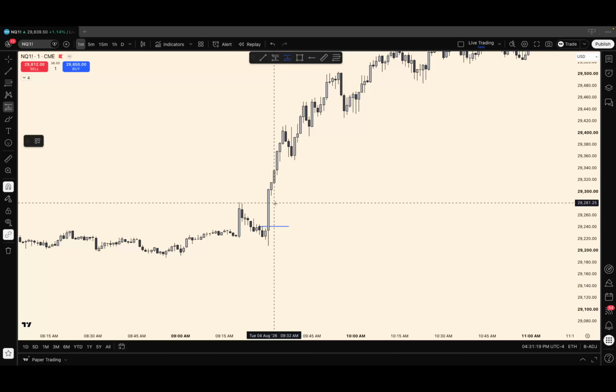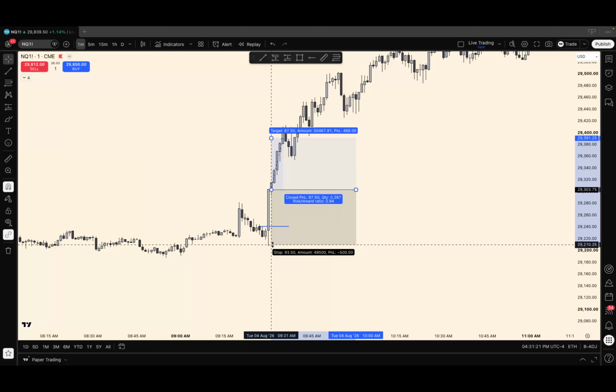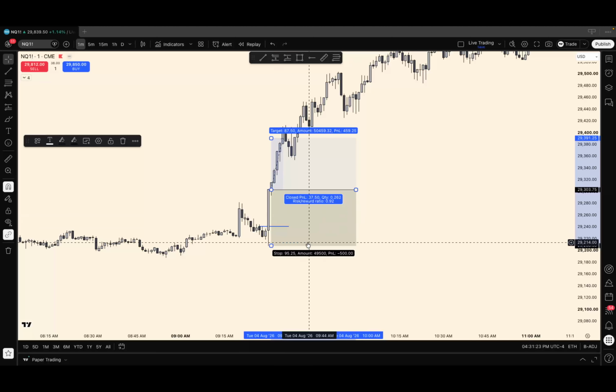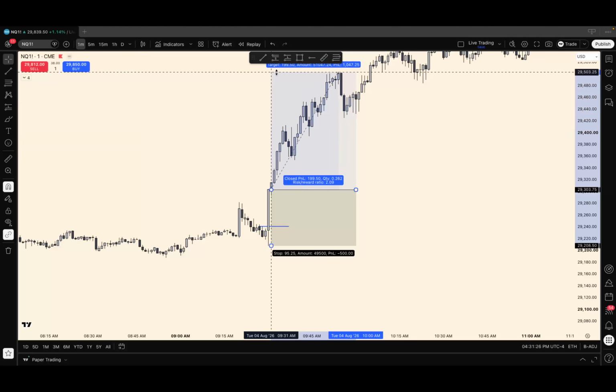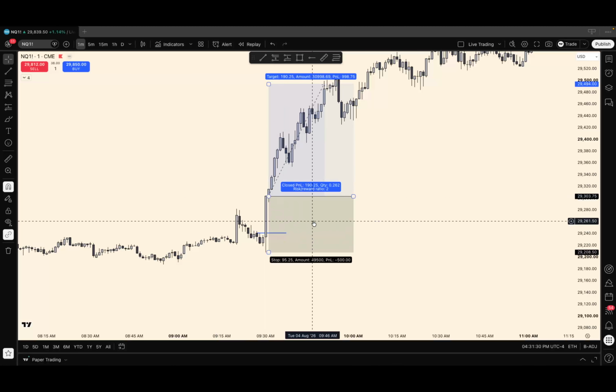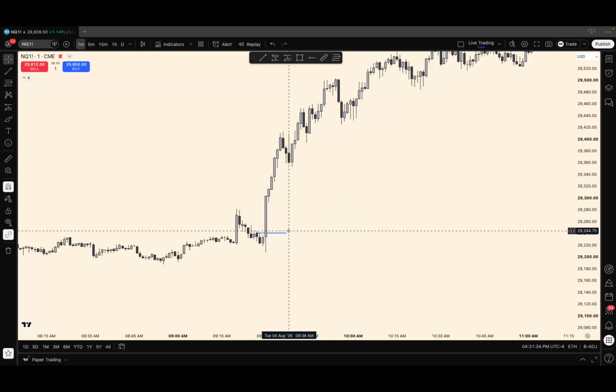Now, this is one of the things where you have to be a little discretionary. I did not take this trade because obviously this is like a 100-point stop loss, and if I'm going for 2R, I need 200 points. So I was like, I'm not going to take the stop loss, right? This could be a good eval trade, but personally, I was not feeling it. I did not like the risk to reward.